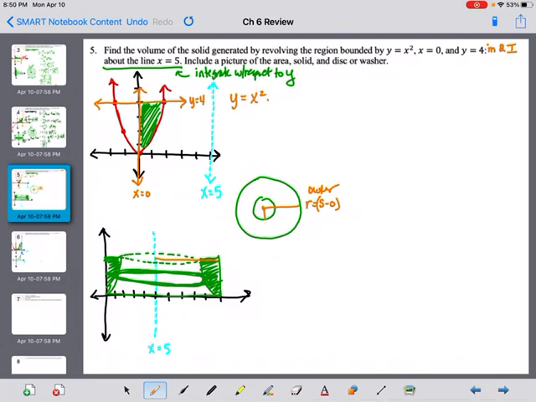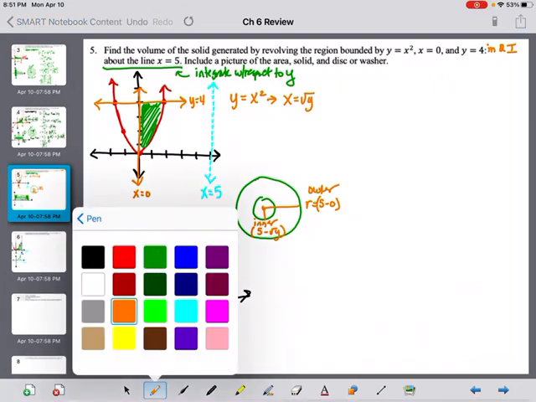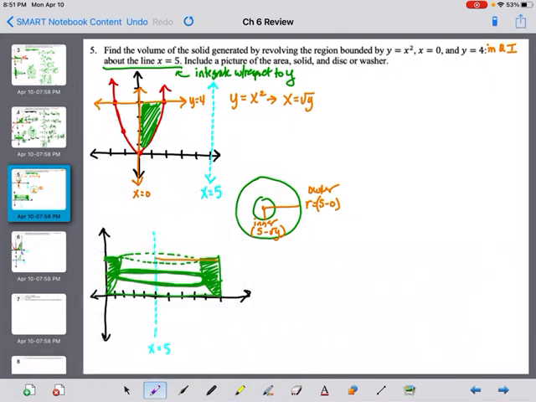So again, y equals x squared, and if I want that to be x equals, I'm going to have to square root both sides, so x equals the square root of y. And if I have to do the axis of rotation minus the function, then the inner radius here is going to be 5 minus the square root of y. That is quite tricky. All right, but once we have that figured out, we can go ahead and set up our volume integral.